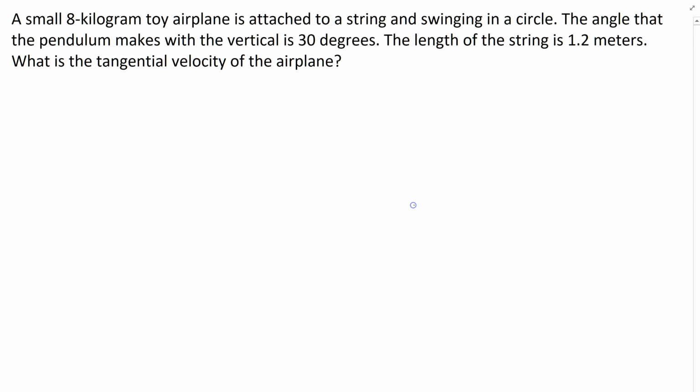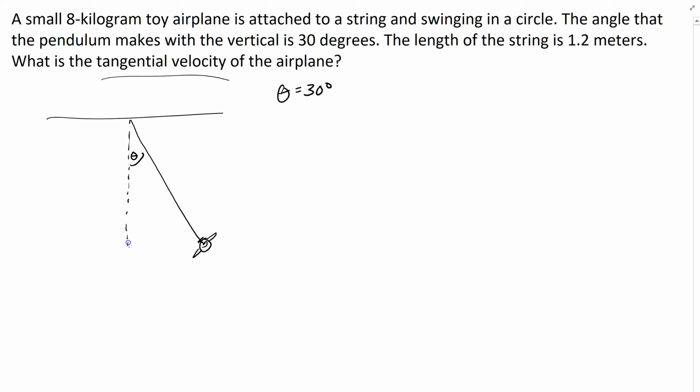So let's do an example. Here you have an 8-kilogram toy attached to a string and it's swinging in a circle. The angle the pendulum makes with the vertical is 30 degrees, and the length of the string is 1.2 meters. We're going to find the tangential velocity of the plane. This is like a little toy airplane attached to the string, flying in a horizontal circle. The angle with the vertical we'll call theta, and theta is 30 degrees.